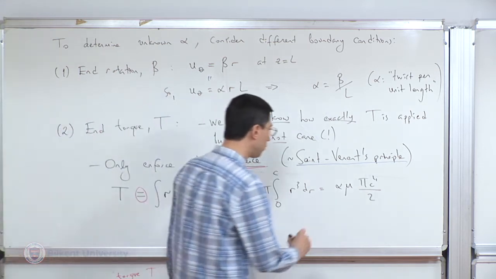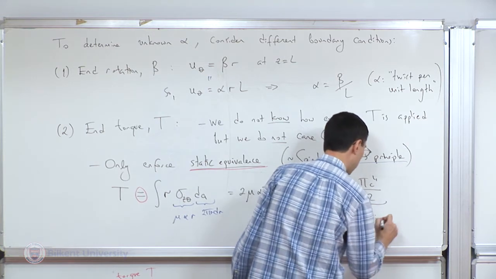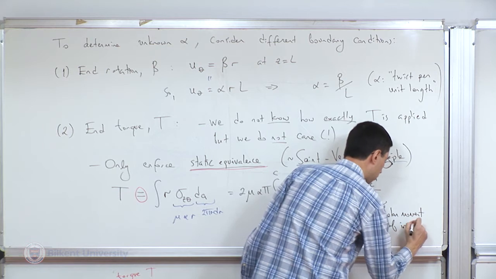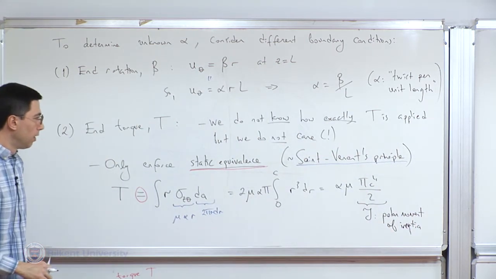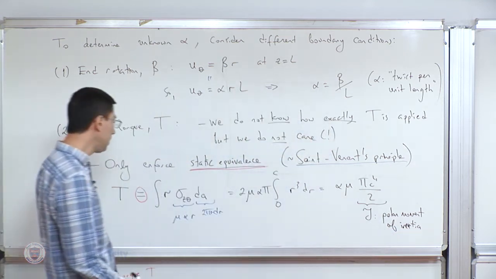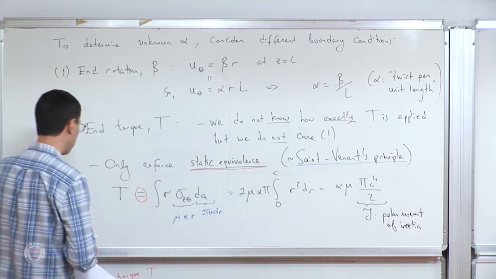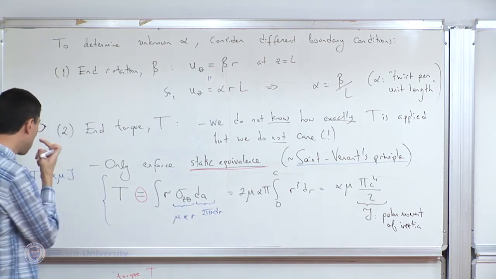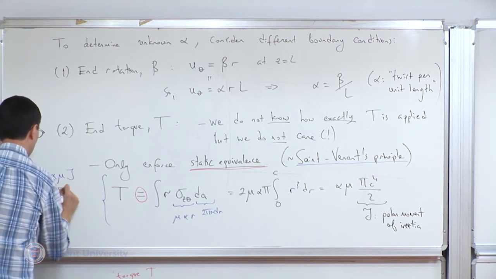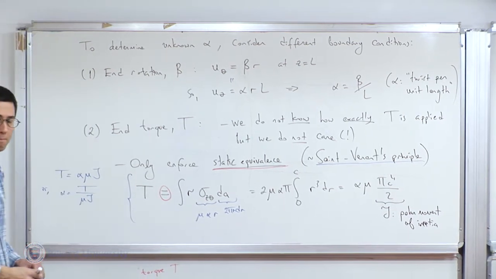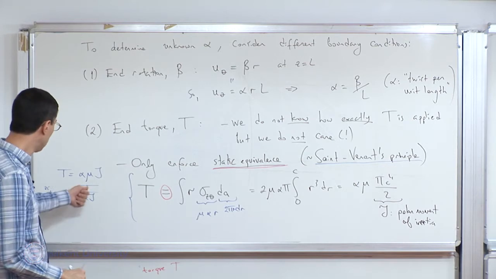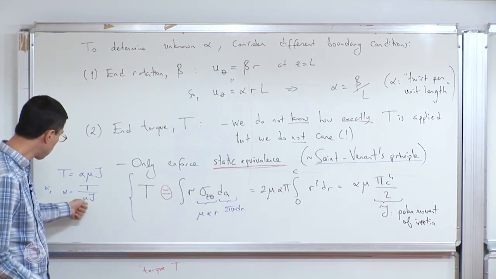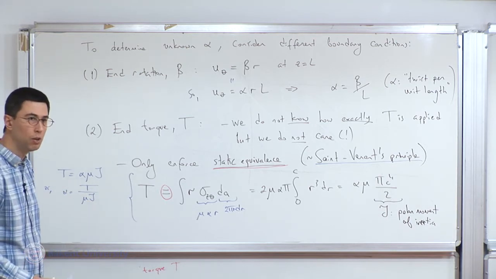And pi c to the fourth over 2 is, of course, nothing but the polar moment of inertia, or J, as we called it in our undergraduate mechanics course. So we have T equal to alpha mu J. That is the outcome of all of this analysis. So T is equal to alpha mu J, or alpha is equal to T over mu J. And there you go. We found the unknown constant. So for a given torque, and for this cross-sectional geometry, which is represented with the polar moment of inertia, and for this shear modulus, that should be the value of the unknown constant.